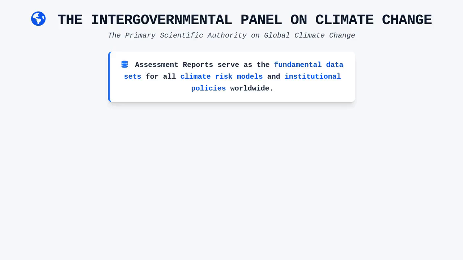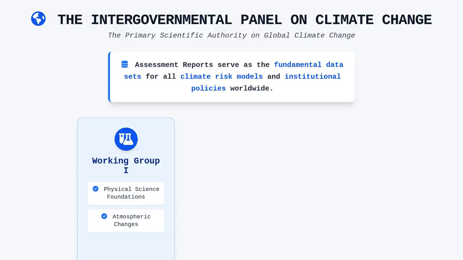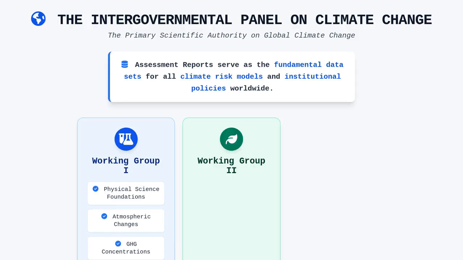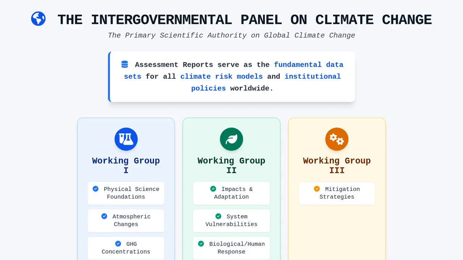Each report is divided into three distinct working groups, each focusing on a specific dimension of the climate crisis. Working Group I addresses the physical science foundations, providing the raw data on atmospheric changes and greenhouse gas concentrations. Working Group 2 focuses on impacts, adaptation, and vulnerabilities, detailing how biological and human systems are currently responding to these shifts. Finally, Working Group 3 evaluates mitigation strategies, providing the technological and economic frameworks necessary to reduce emissions and limit warming in accordance with planetary boundaries. Understanding this tripartite structure is essential for any professional tasked with interpreting climate change projections for organizational strategy.